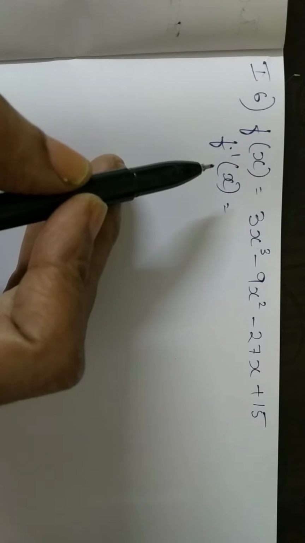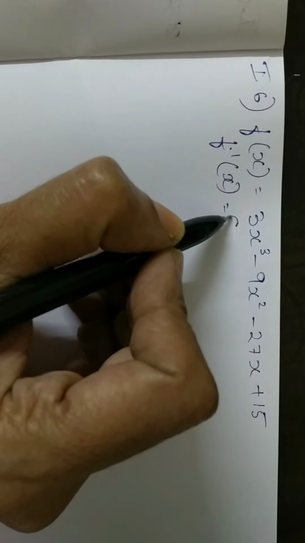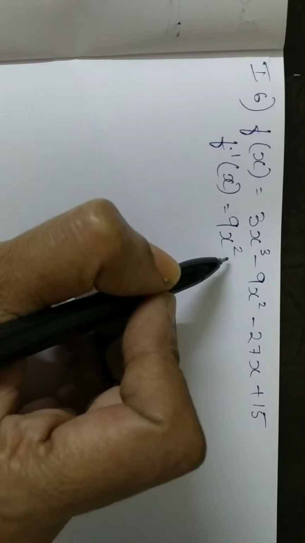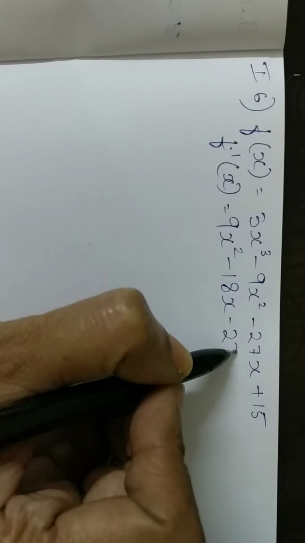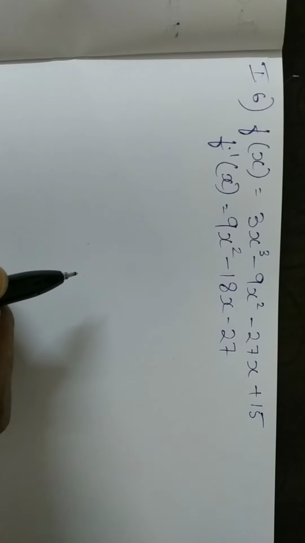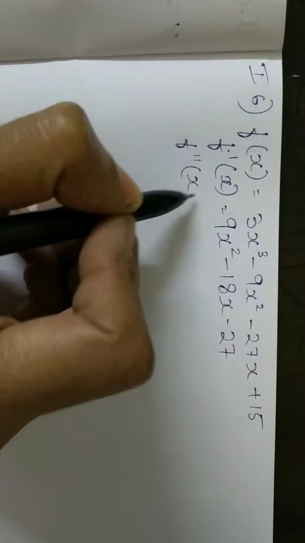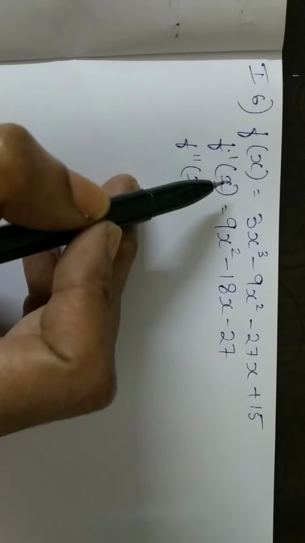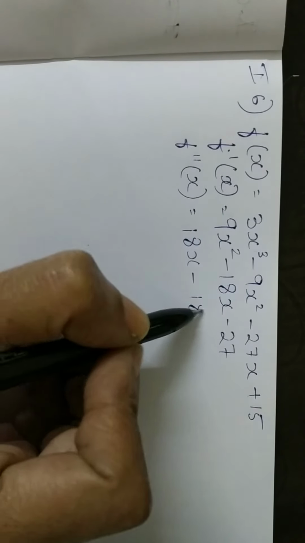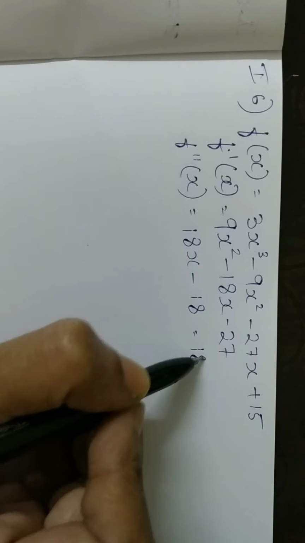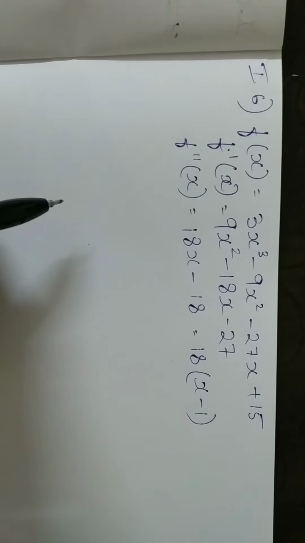So first step is as usual finding f dash of x, which turns out to be 9x square minus 18x minus 27. 15 becomes 0 as you know. The next step, finding f double dash of x, that is finding the derivative of f dash of x, which comes out as 18x minus 18. We can take 18 common here and then we get 18 times (x minus 1).